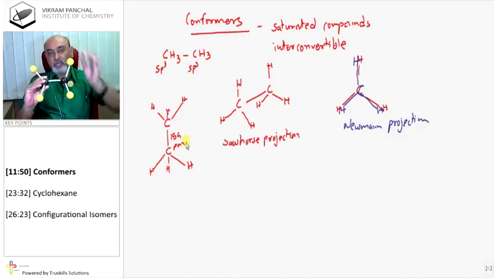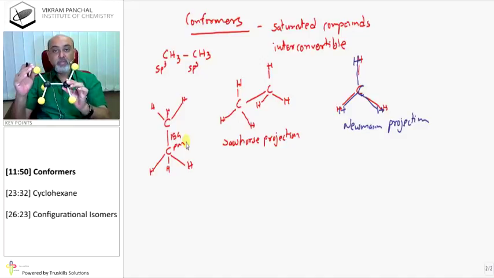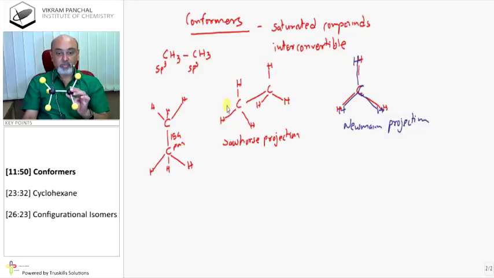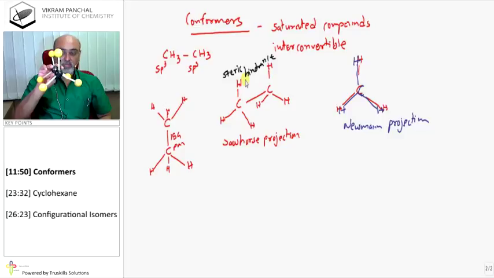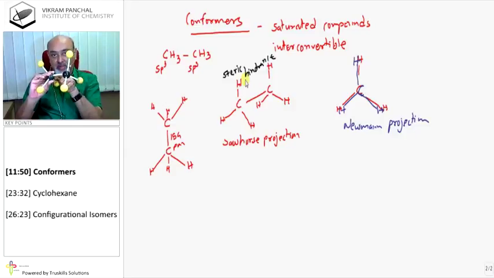And these two hydrogens, which are on adjacent carbons, will be in the same line. And there are chances of steric hindrance. So these two hydrogens produce steric hindrance. And due to steric hindrance, they don't like each other. So there will be repulsion between them. Now, how to avoid this interaction? We have to shift the hydrogens away from each other without changing the structure. So how?